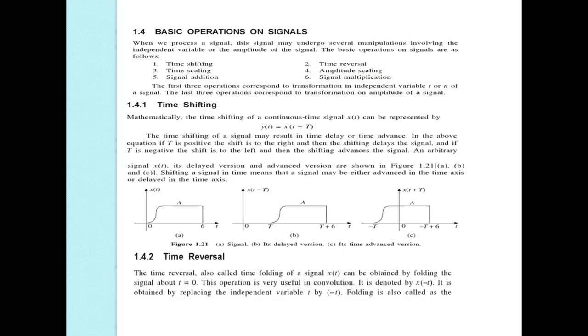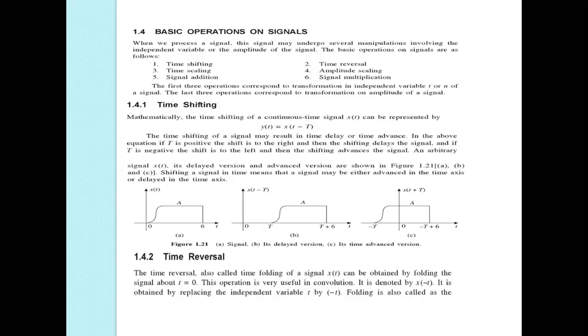Coming to the first one, the time shifting. Mathematically, the time shifting of a continuous time signal x of t can be represented by y of t is equal to x of t minus capital T. The t is a variable time period and capital T is a fundamental period. The time shifting of a signal may result in time delay or time advance.